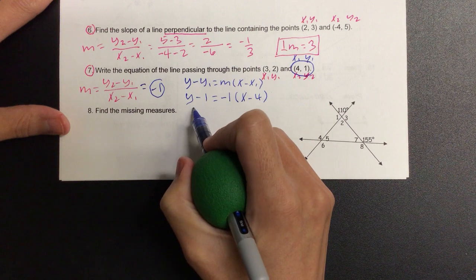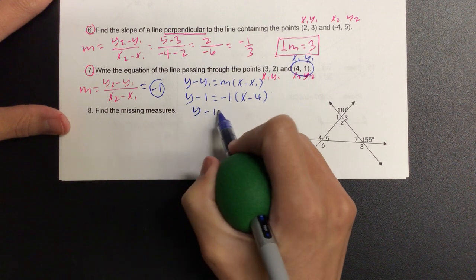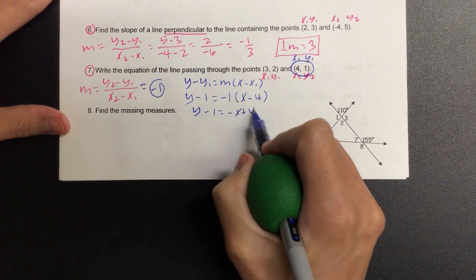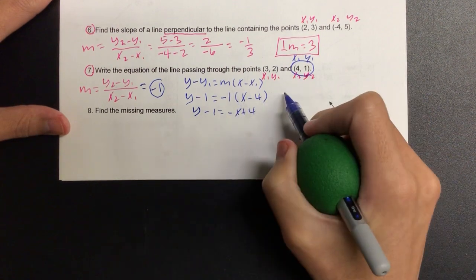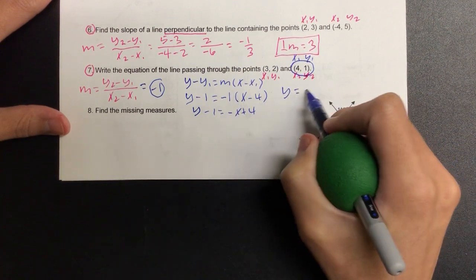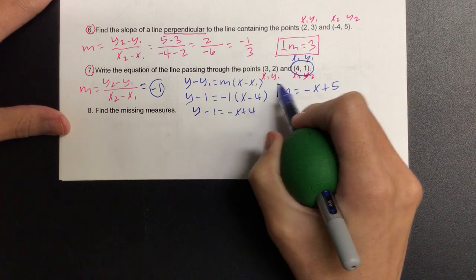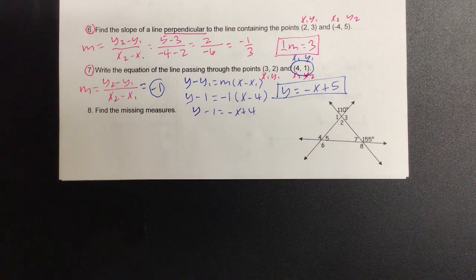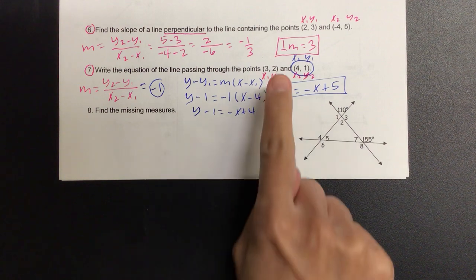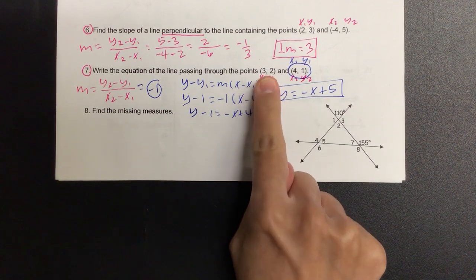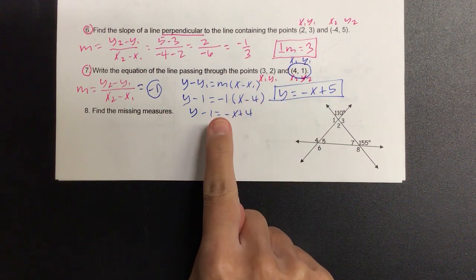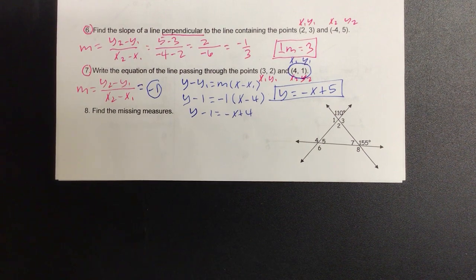And then when I simplify this, we get y minus 1 is equal to -x plus 4. So our final answer will be y is equal to -x plus how many? 5. Done. And you'll get the same answer if you use that one as your x1 and y1 on the point slope formula. Okay? Any questions on that one? Okay, let's go to number 9.